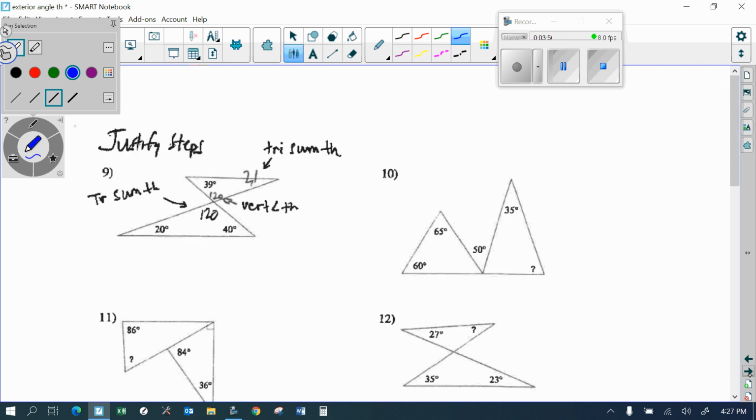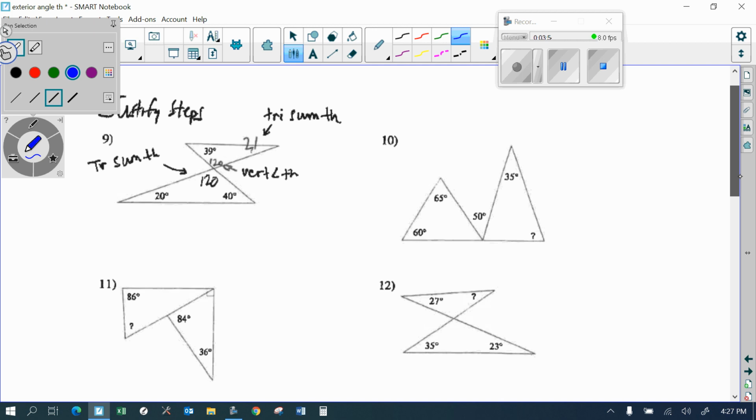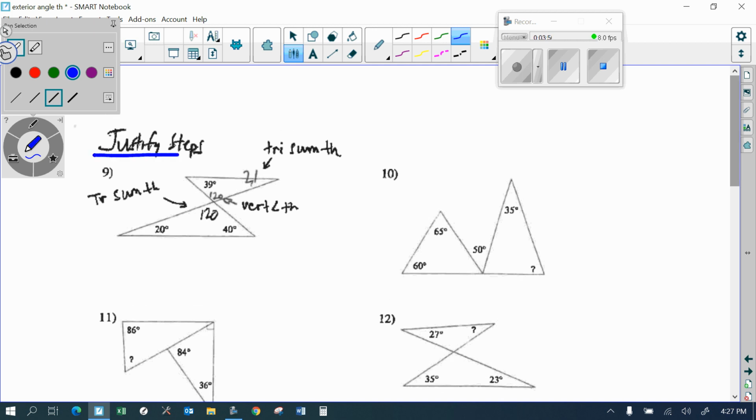Okay, next page. Here we're finding a missing angle measure, but we're going to add one thing in here. We're going to justify our steps along the way. So I'm trying to find this right here. Well, the first thing I have to find is this angle right here, but before I can find this angle, I have to find this angle right here. And how do I get that? I know these three angles add up to 180 by the triangle sum theorem.